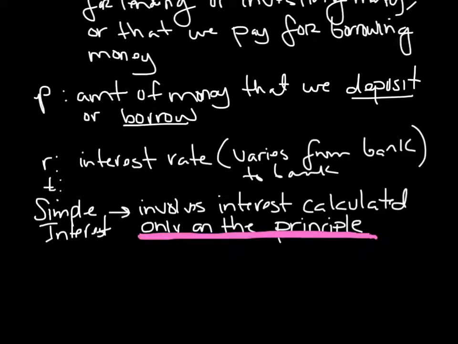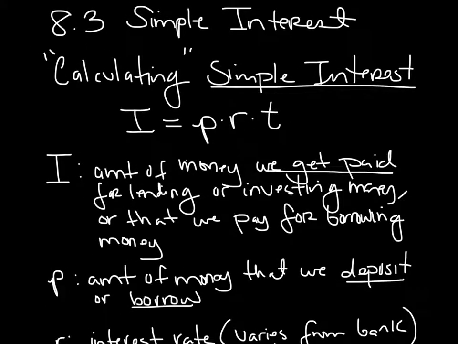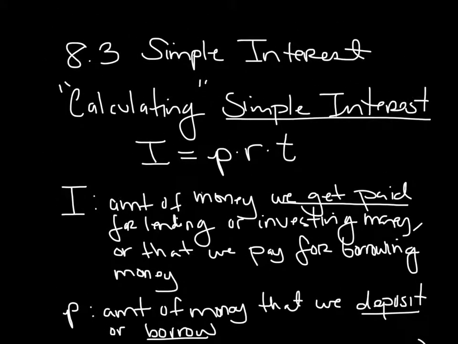Okay, let's start with section 8.3. So let me just explain a couple of things. 8.3 is simple interest. We're going to be talking a lot about money, obviously, and interest. And there are different types of interest: simple interest, and then compound interest. But we're going to be discussing simple interest first.